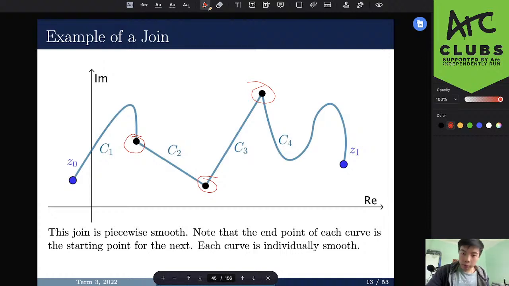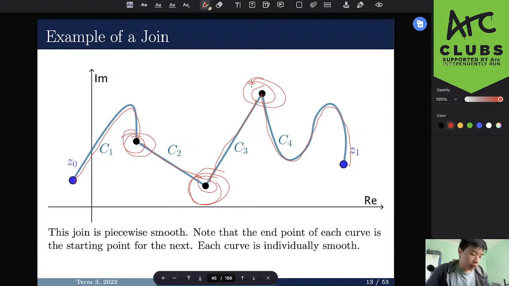Now, we also see that obviously this is smooth right here. C2 is also smooth, C3 is smooth, C4 is smooth. So it's made up of 4 joins, which is obviously finite. And so 4 joins together, that just means that since each individual curve is smooth, we can call this piecewise smooth. And obviously we can't call it actually smooth because it's not smooth at these points right here.